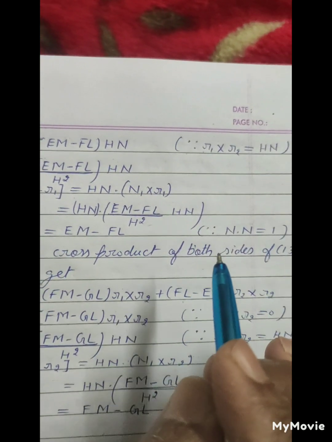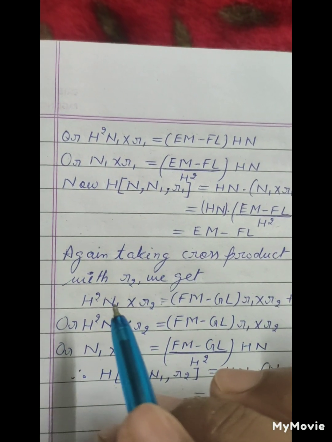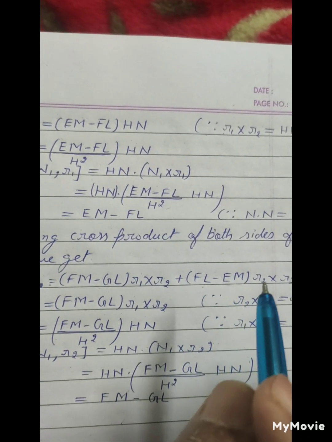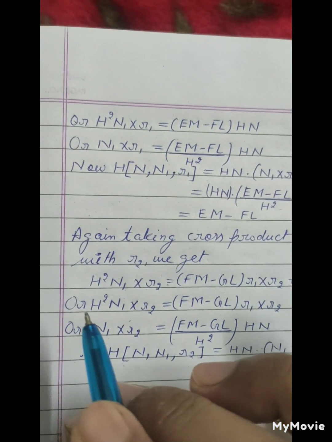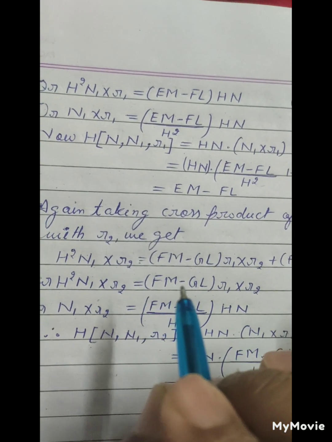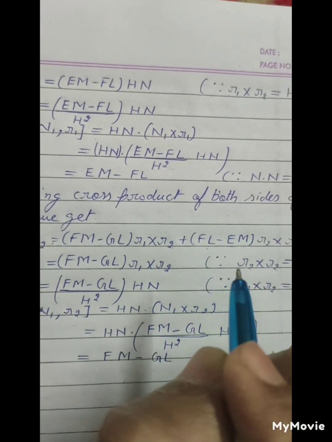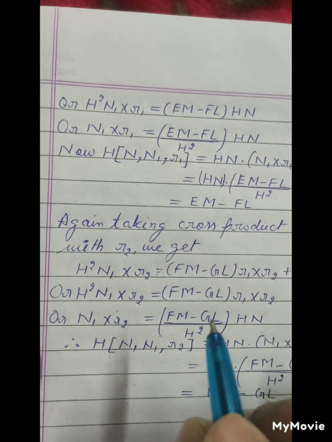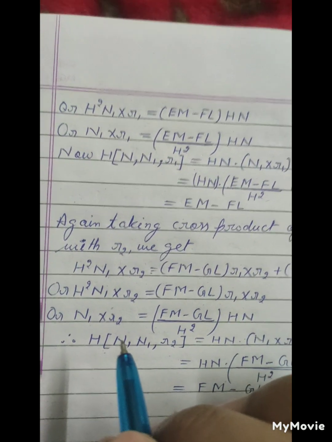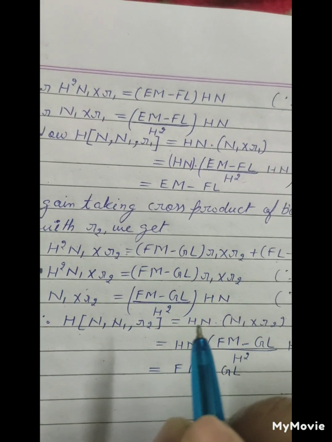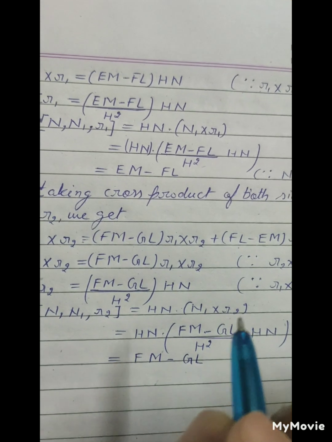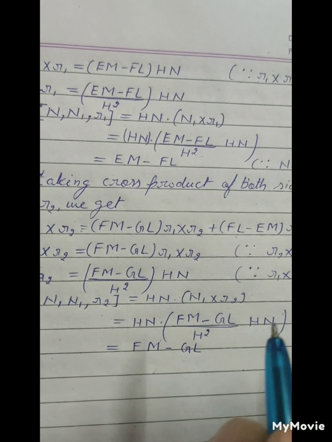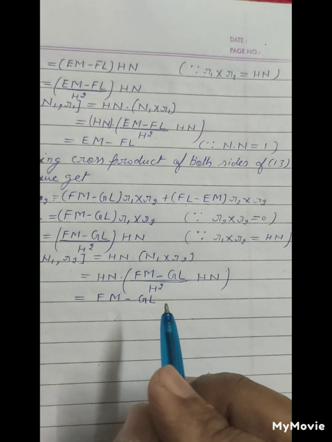Now taking the cross product of both sides of equation 13 with respect to r2, we get h squared n1 cross r2 equals to fm minus gl into r1 cross r2 plus fl minus em into r2 cross r2, or h squared n1 cross r2 equals to fm minus gl into r1 cross r2, because r2 cross r2 equals to 0, or n1 cross r2 equals to fm minus gl upon h square into hn, or h into n1 r2 equals hn dot n1 cross r2 equals to hn dot fm minus gl upon h square into hn equals to fm minus gl.